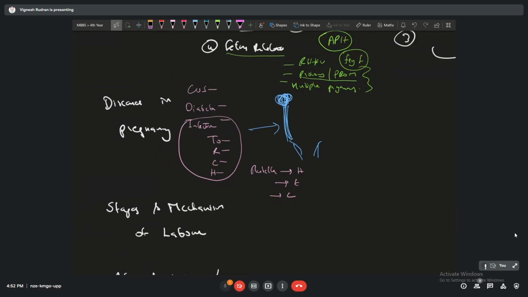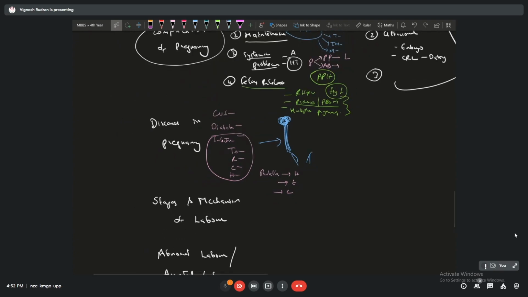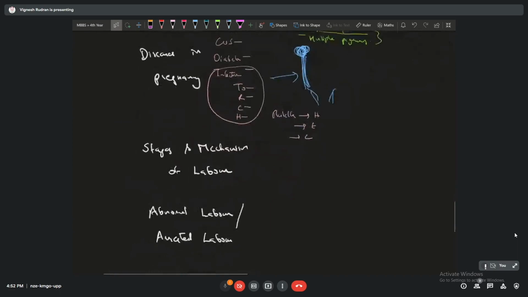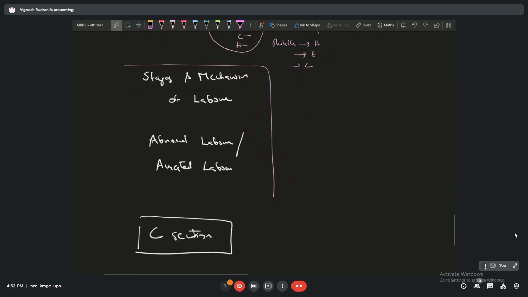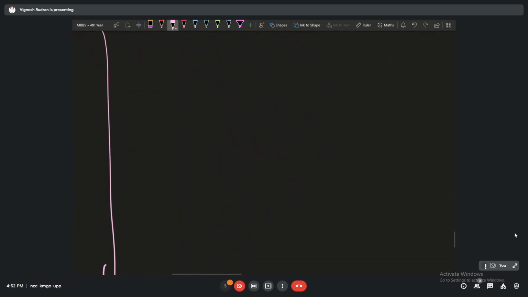Other than that, TB and then HIV or syphilis, your urinary tract infection, all of those are going to cause problems. What problem? Your premature rupture of membrane and problems with the fetus. So that is all your diseases in pregnancy. And then moving on to this last bit, stages and mechanism of labor, your abnormal labor and your arrested labor. So we'll begin this after a short break.